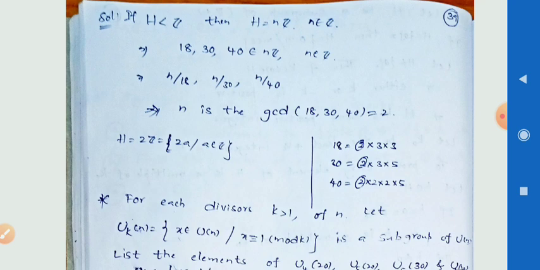Here 2 is the element n, then H is equal to nZ. In the n value we get 2, so H is equal to 2Z. The 2Z is the subgroup of the given group.